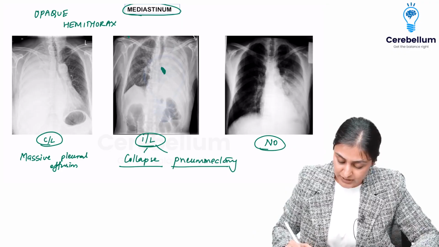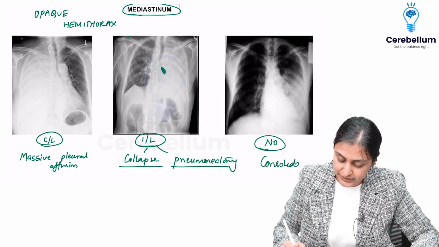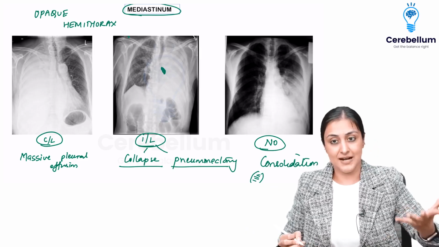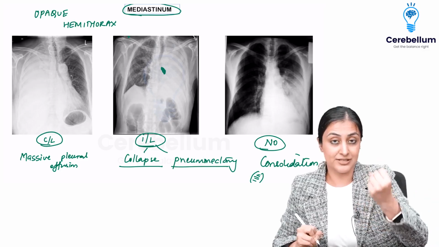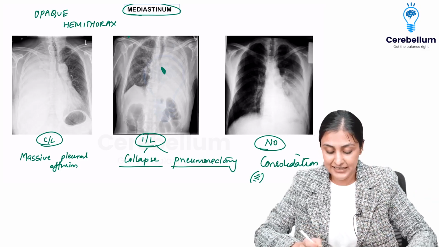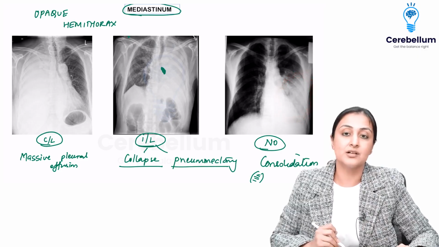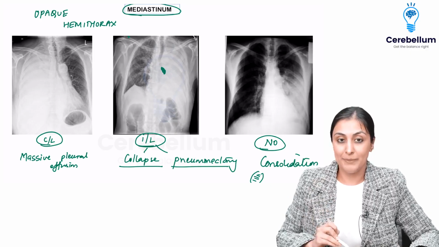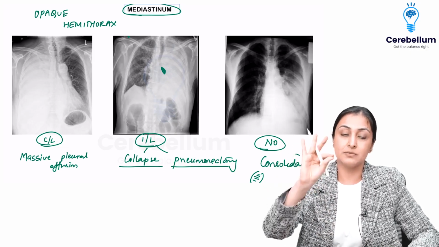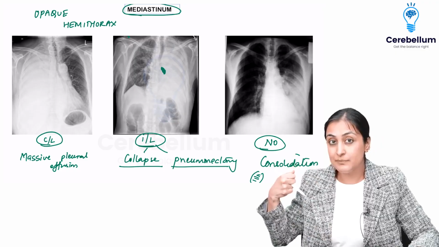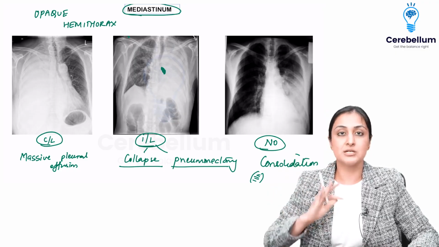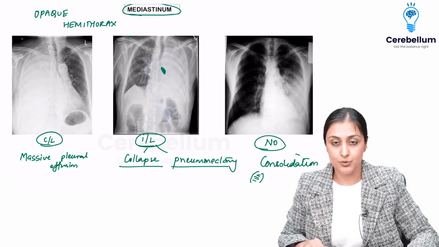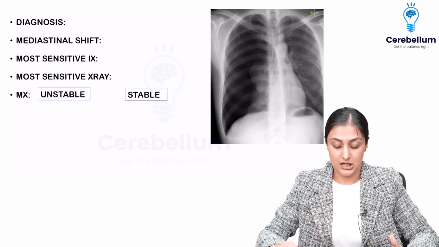So this is what is a consolidation. Consolidation is an opacity where alveoli are filled with pus, right? So pneumonia is a consolidation. The alveoli is filled with pus. In that case, you'll have one lobe, lobar consolidation, and there is no mediastinal shift. So opaque hemithorax pushing mediastinum is pleural effusion. Pulling mediastinum is collapse or pneumonectomy. No mediastinal shift is consolidation. Very, very useful approach.